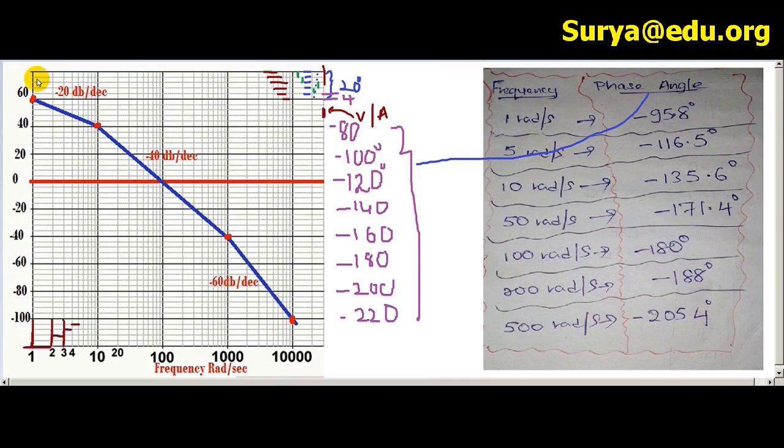I will use black. Right, so now you can see what is the phase angle with respect to 1 radians per second. This is the 1 radians per second line, right? So this line is the 1 radians per second line. So what is the phase angle for 1 radians per second? So here you can see this line. So what is this line? This line is minus 80.